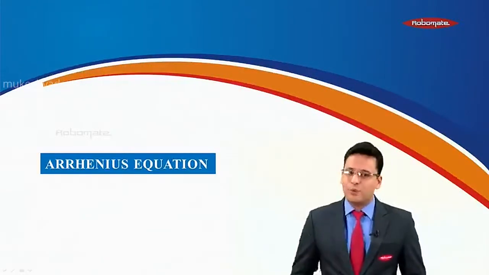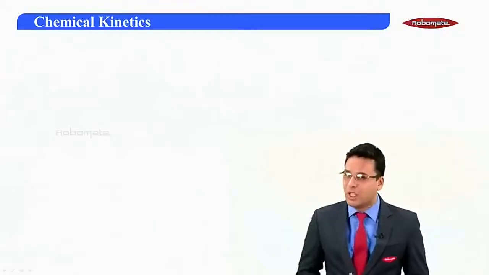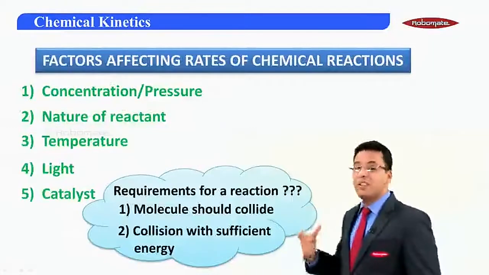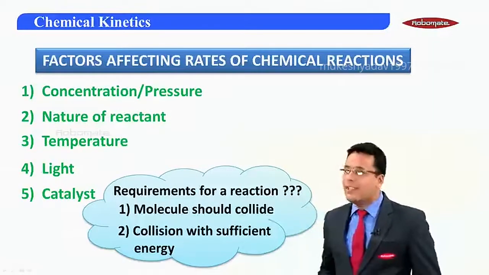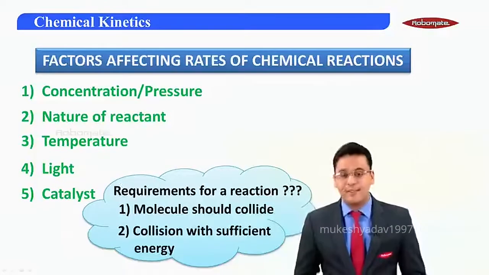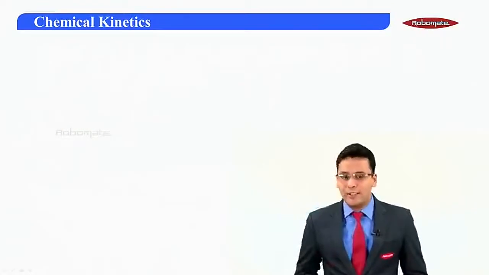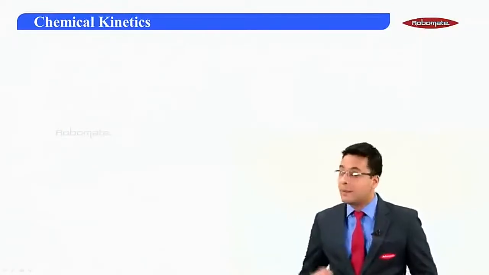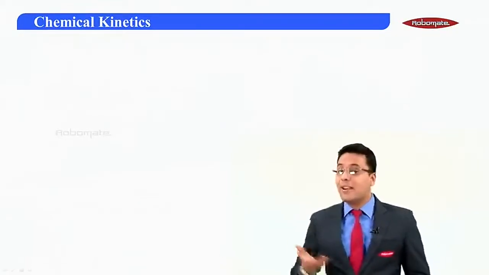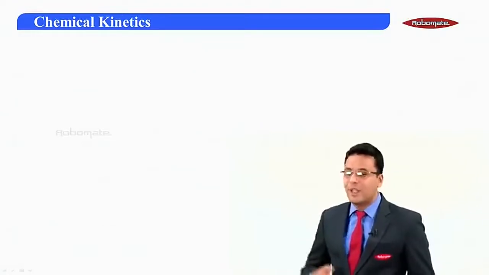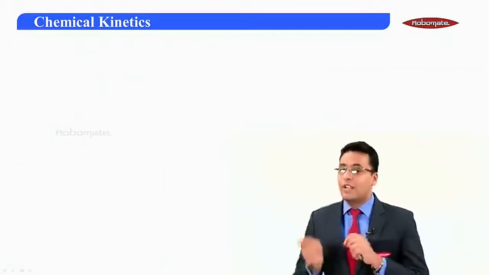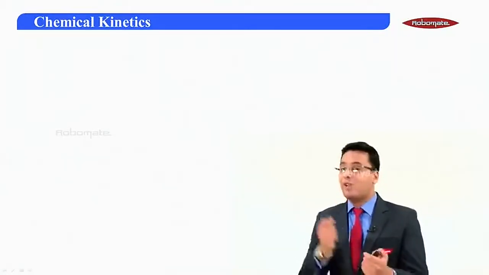But before we start this module, I want you to remember this slide that we did in one of the previous modules. We had seen that temperature increases the rate of chemical reaction. We had also discussed that if temperature increases, the rate of chemical reaction increases, and if the rate of chemical reaction increases, then the rate constant increases. So we had just a theoretical glimpse of the relation between temperature and rate constant.